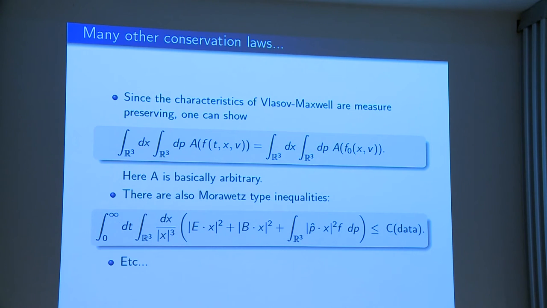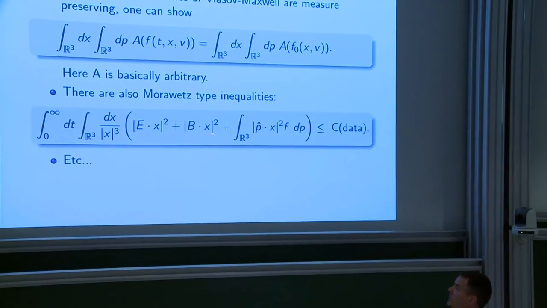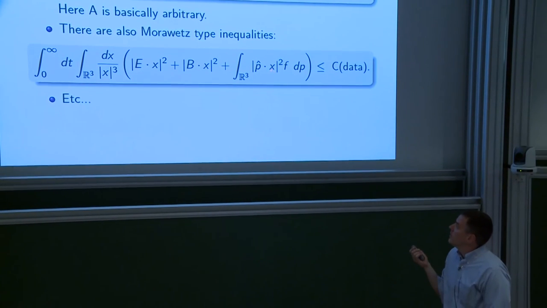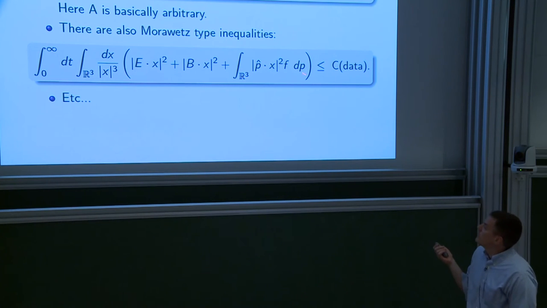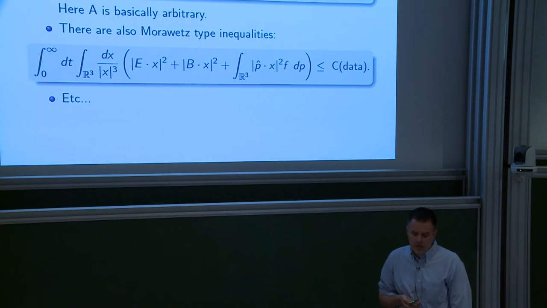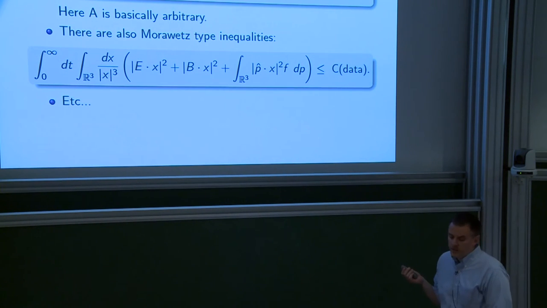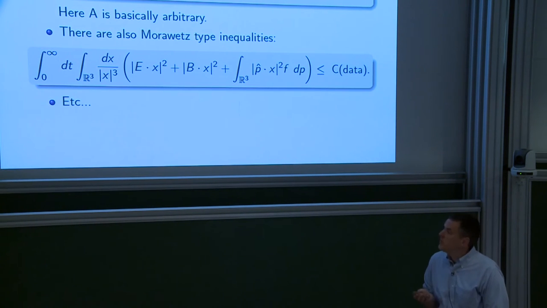And lastly, there is a relatively less known and less used Morawetz type inequality. There are a lot of Morawetz type inequalities for this; this is just one. If you integrate from 0 to infinity in time, and you integrate over x, dx over |x| cubed, of (E dot x)^2 plus (B dot x)^2, and then you write (p hat dot x)^2 f integrated against dp just for this term, then that's bounded. I think people were really happy to have this conservation law when it was found, but as far as I know, it hasn't been used.